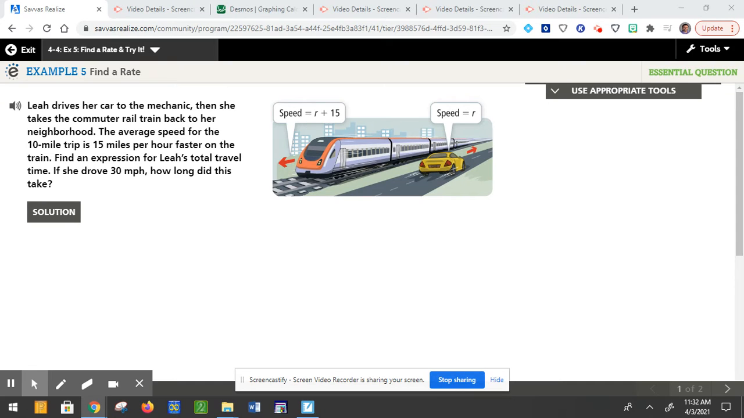All right, so it says Leah drives her car to the mechanic. Then she takes the commuter rail train back to her neighborhood. The average speed for the 10-mile trip is 15 faster on the train. So that's where you can see here the speed is r plus 15 as compared to the car, which is just r. Find the expression for Leah's total travel time if she drove 30 miles per hour. How long did this take?